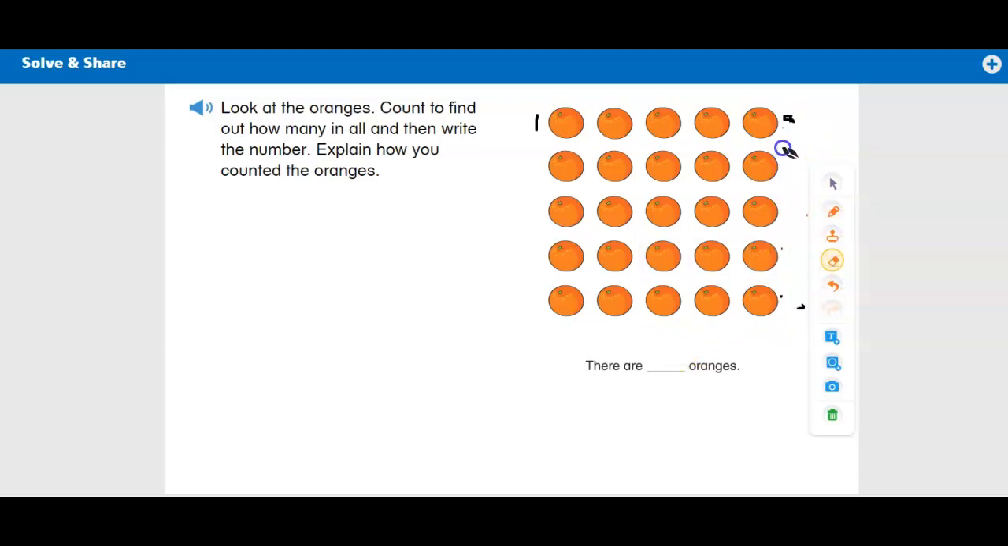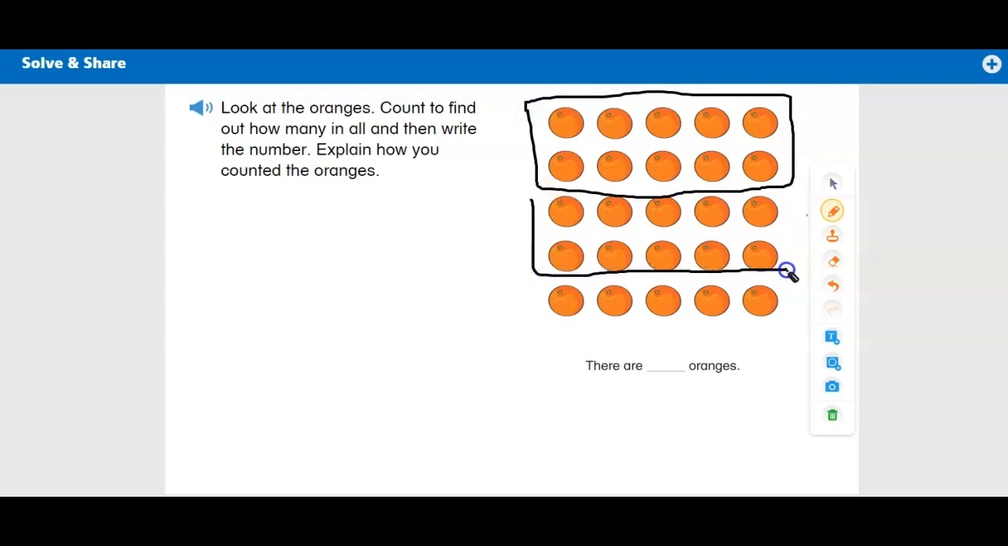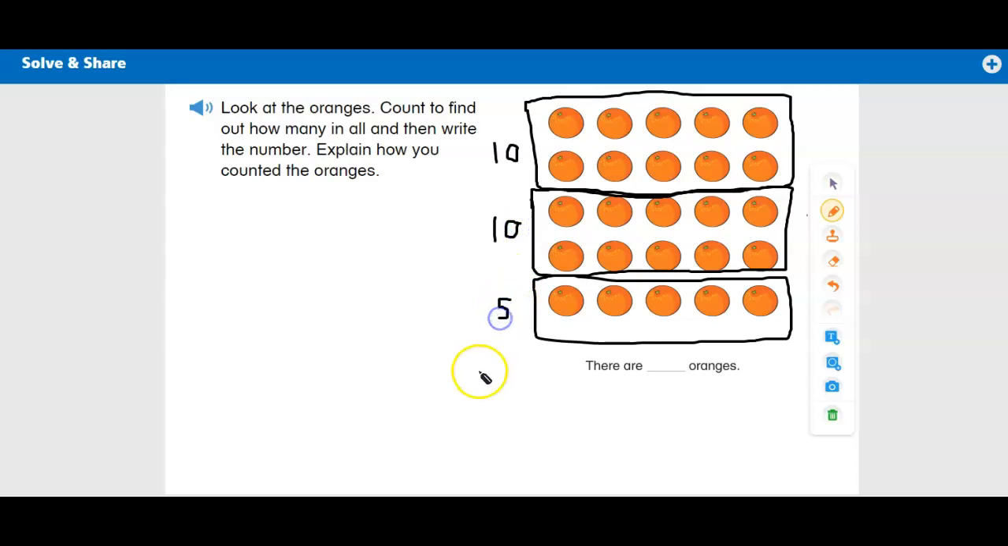Another way that I could count is counting by tens. Since I know each row has 5, 2 of them would be 10. The next 2 rows would be 10. Then I just have 5 left over. So I would have 10, 10, 5. 10, 20, plus 5, 25.